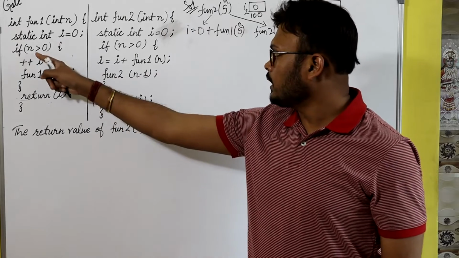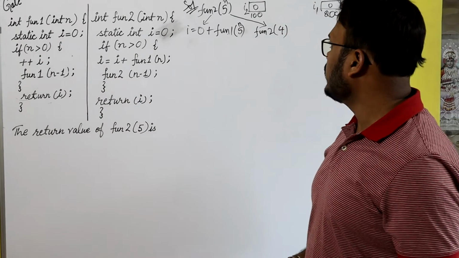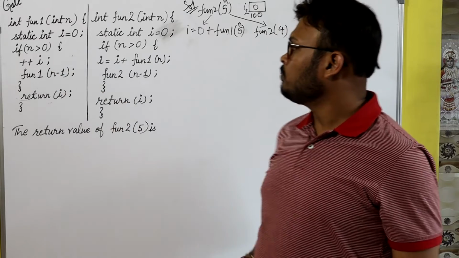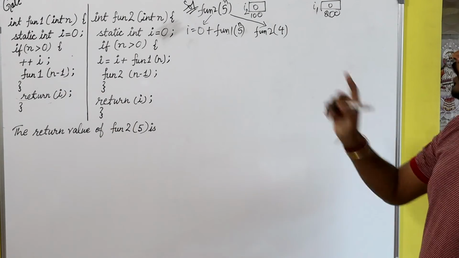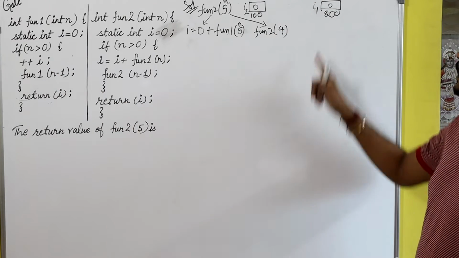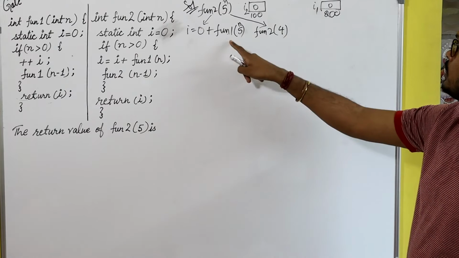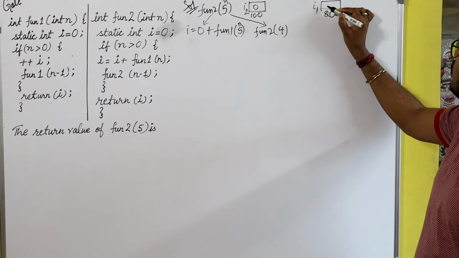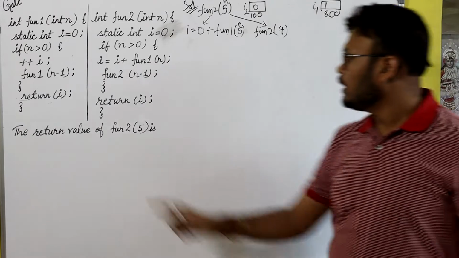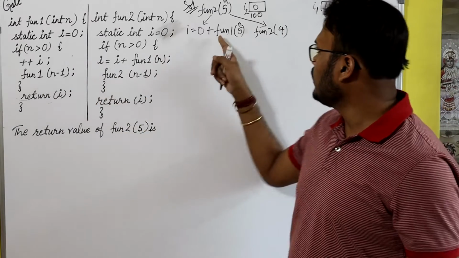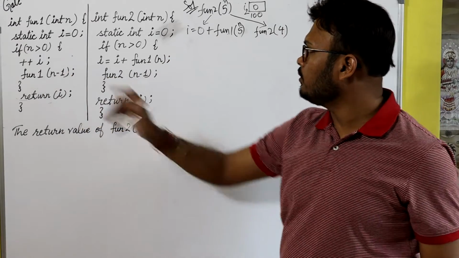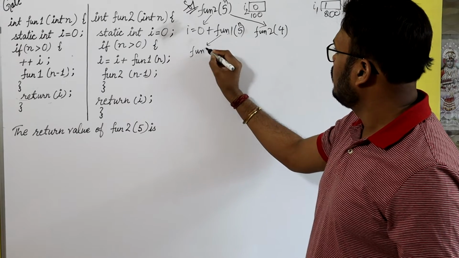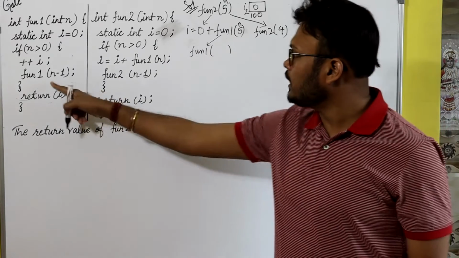Now let's check the condition. If n greater than 0, 5 greater than 0, yes. So plus plus I. It means the value of I will be incremented. Which I? This I, because this I belongs to this function. So just erase this 0 and write here 1. And now again, fun1 is calling itself, fun1, but this time with the parameter as n minus 1.